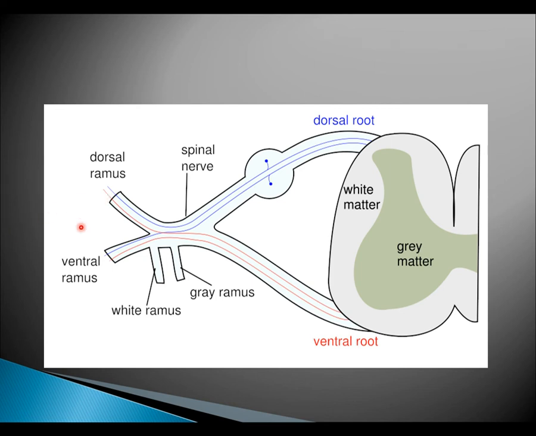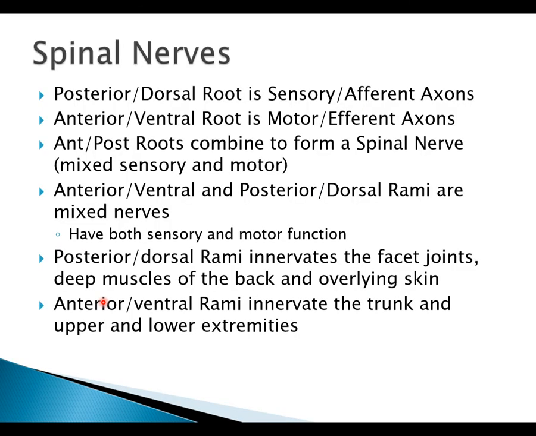We're not going to really focus that much on the dorsal rami. But the anterior or ventral rami, or ramus, are the ones that are going to be sensory and motor, and these are going to go to your upper and lower extremities and your primary trunk. So what we're going to be looking at in terms of nerves and nerve problems is all about the ventral ramus.